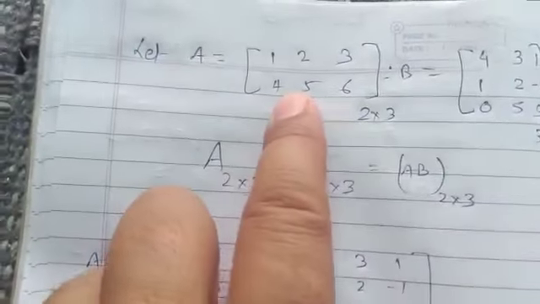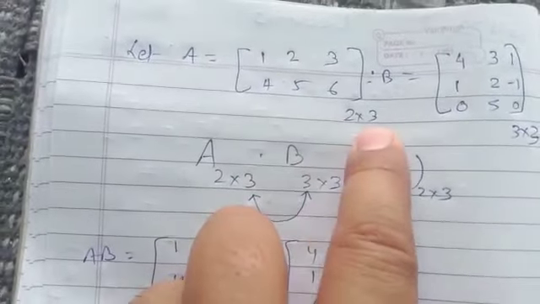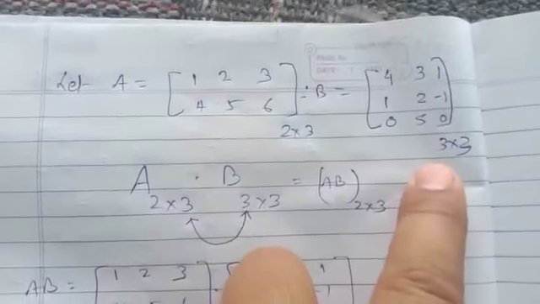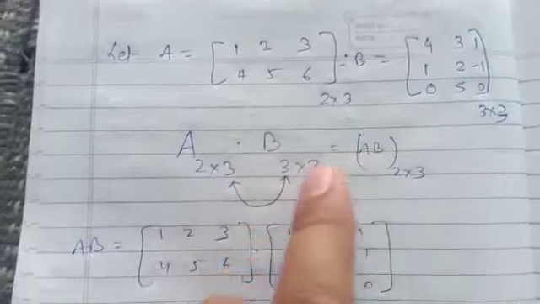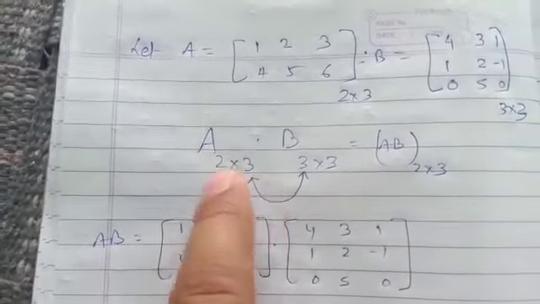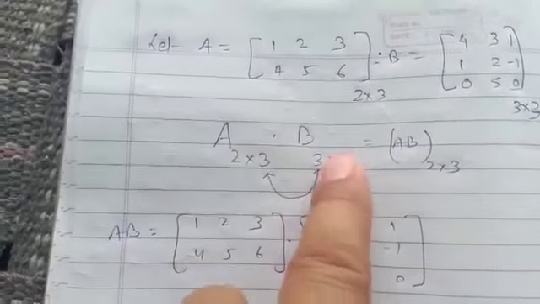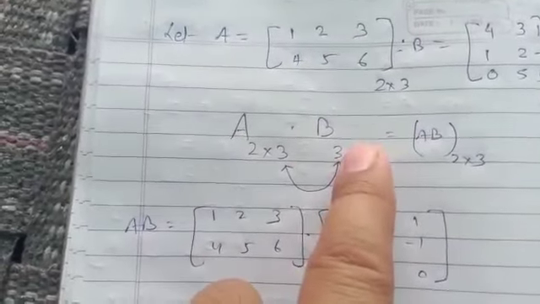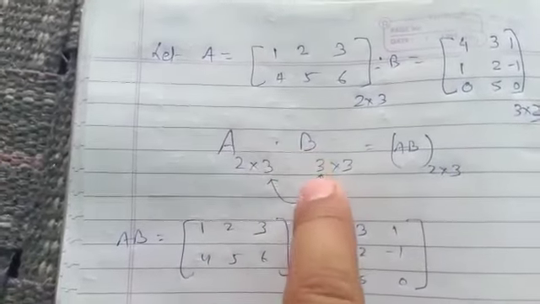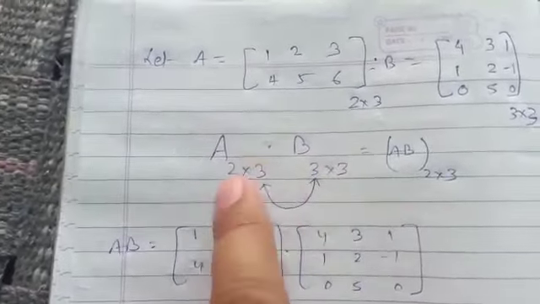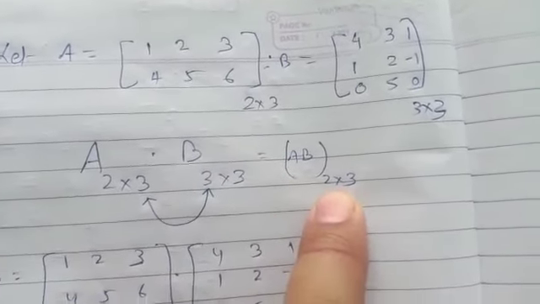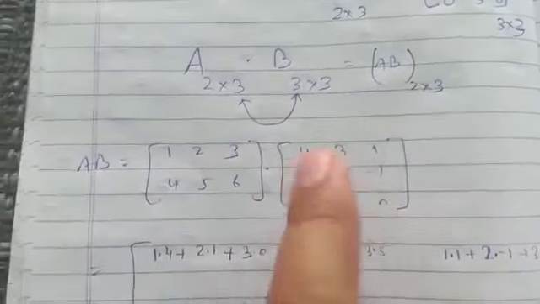Let A be a matrix, this one, of order 2 by 3, and B is another matrix of order 3 by 3, and we have to perform the multiplication A into B. Let's see whether the multiplication rule is applicable here or not. This matrix has 3 columns and this matrix has 3 rows, so the product is possible, and the resultant matrix will be of order 2 by 3. Now let's see the multiplication.